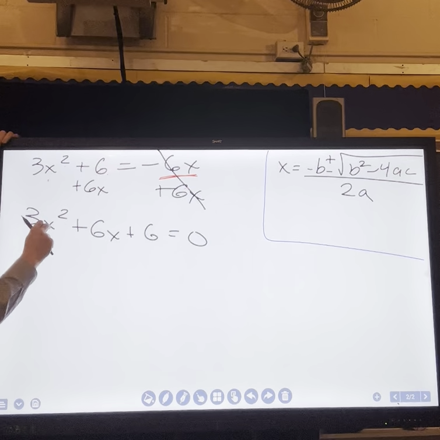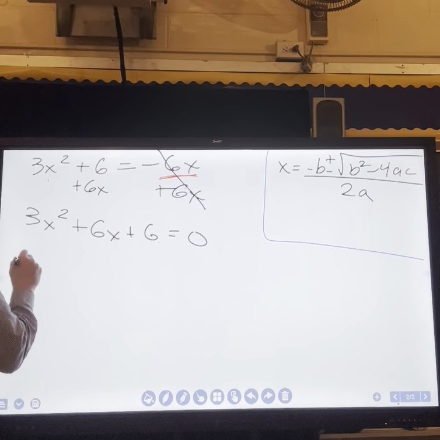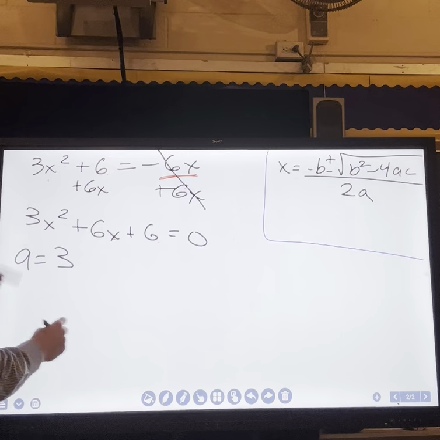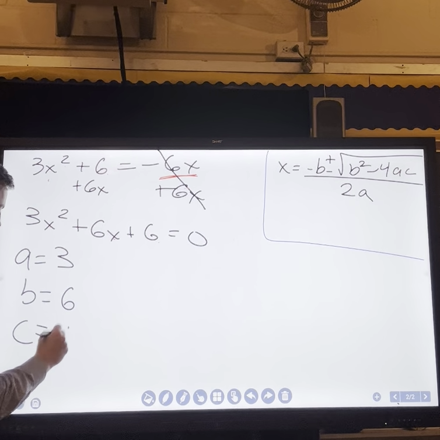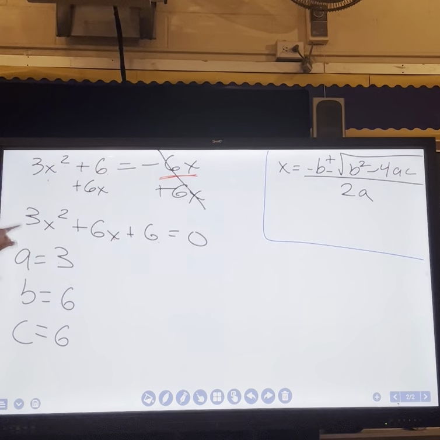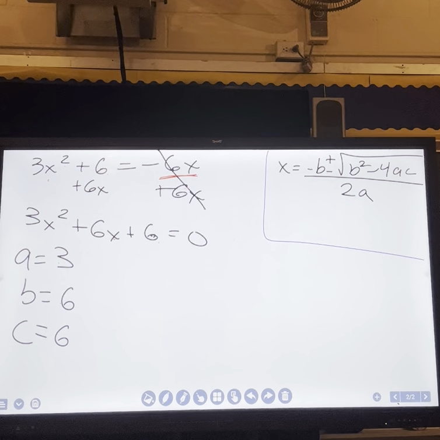The best way to put it is x squared, x, then the number term, because that makes my A, B, C the easiest. Because we remember the A is the number in front of my x squared, B is the number in front of my x, C is the number at the end. Again, I keep the signs with it. These are all positive, so my signs all stay positive.